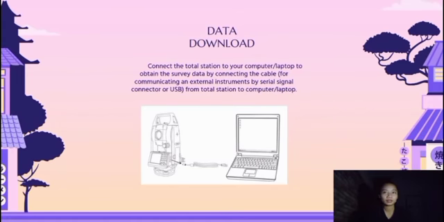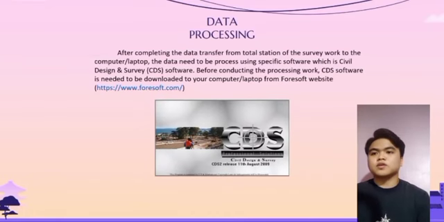Preparation for data download. Connect the total station to your computer or laptop to obtain the survey data by connecting the cable for communicating with an external instrument by serial signal connector or USB from the total station to the computer or laptop. Data processing. After completing the data transfer from the total station of the survey work to the computer or laptop, the data needs to be processed using specific software, which is Civil Design and Survey software. Before conducting the processing work, CDS software needs to be downloaded to your computer or laptop from the ForSoft website.